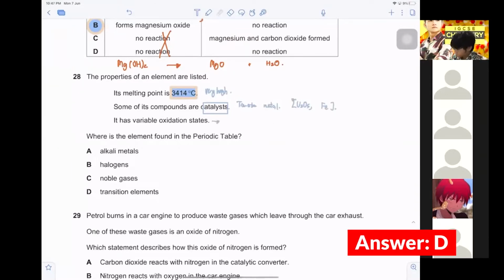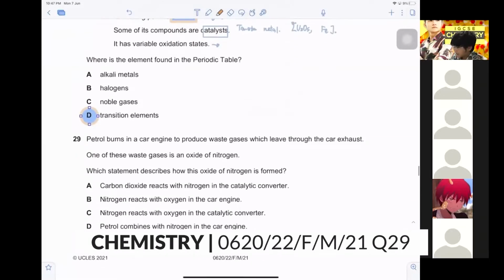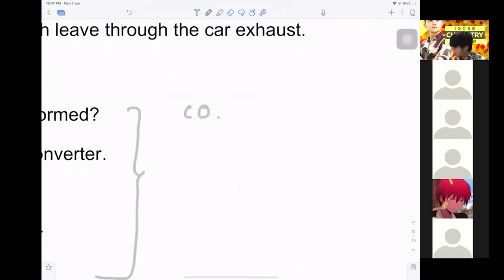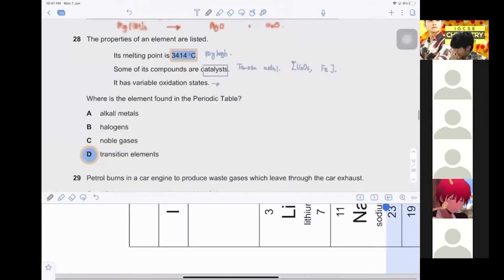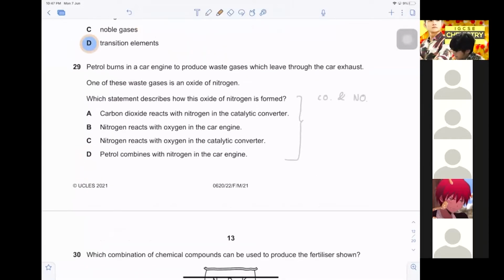Okay, 29. Petrol burns in a car to produce waste gas, which leaves the car exhaust. So what are the gases produced? At first, you produce carbon monoxide. At the same time, you produce nitrogen monoxide. So these are all the harmful gases produced. Carbon dioxide reacts with nitrogen? No, it's not. So in the catalytic converter, it's basically carbon monoxide reacts with nitrogen oxide, and you form carbon dioxide and nitrogen gas here. So 2 here, 2 here, 2 here.